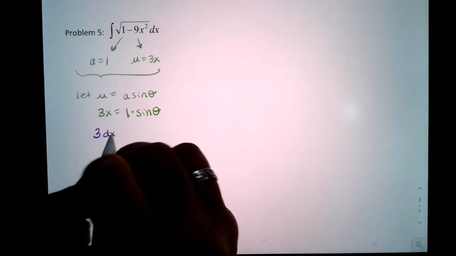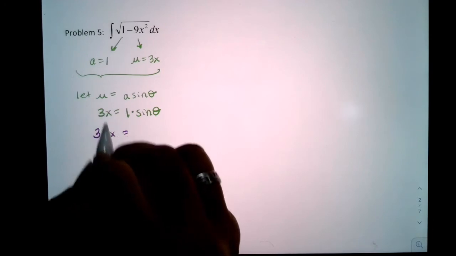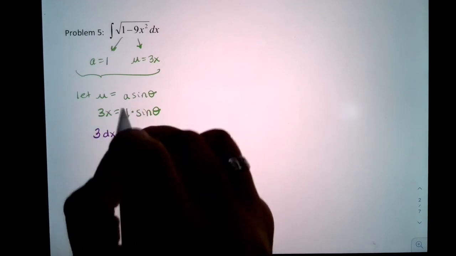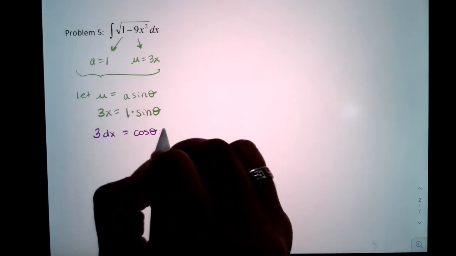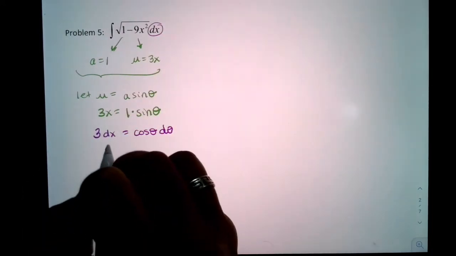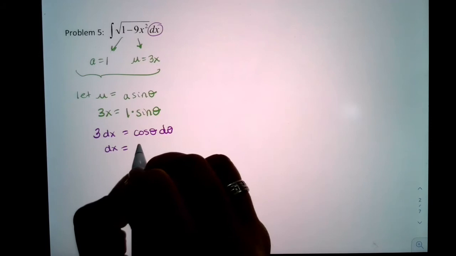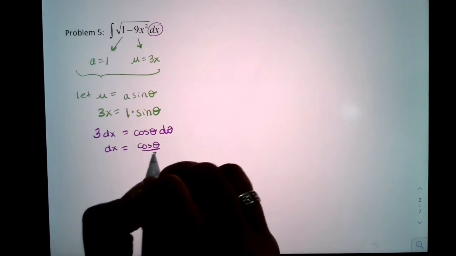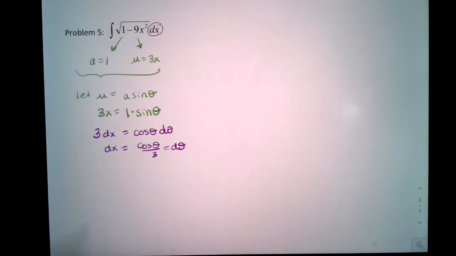I'm going to take the derivative of the left. The derivative of 3x is just 3. There's my dx. The derivative of sine is cosine. Here's my d theta. And I want to be mindful of the fact that, look, I am switching this integral from x's to thetas, right? So that means I need to get rid of that dx over there. So let's just continue on. If I want this to say dx equals, well, that would be cosine theta divided by 3. I'm going to need that, okay?